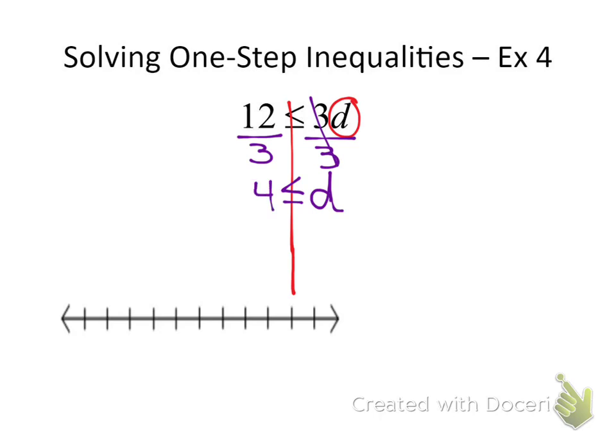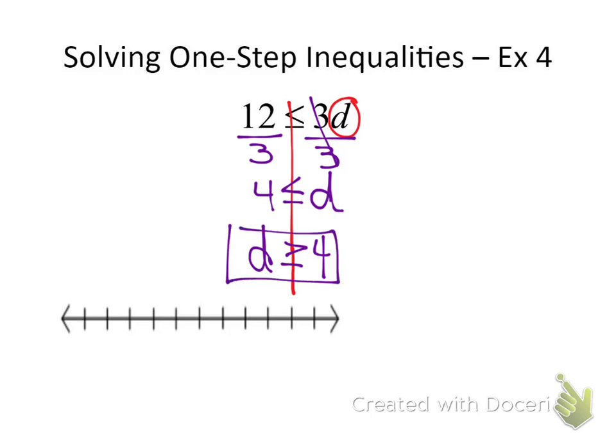Now, I want my variable on the left. If I'm switching my variable to the left side, what happens to my inequality sign? It flips around, right? So basically, you just want to make sure that if the greater than is facing the D, that when you bring it down, it's still greater than facing the D. Okay?